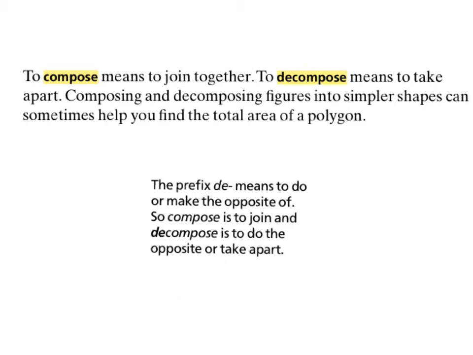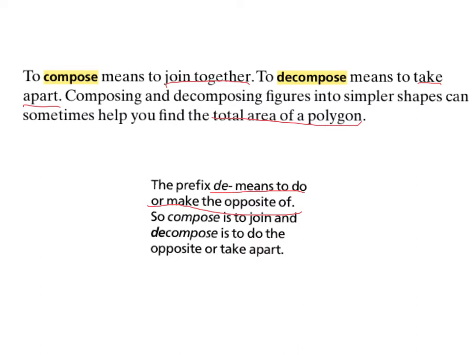For our use in geometry, to compose means to join together. To decompose means to take apart. So composing and decomposing figures into simpler shapes can sometimes help you find the total area of the polygon. So to look at what the parts of those words mean, the prefix de means to do or to make the opposite of. So compose is to join, and decompose is to do the opposite or to take apart.